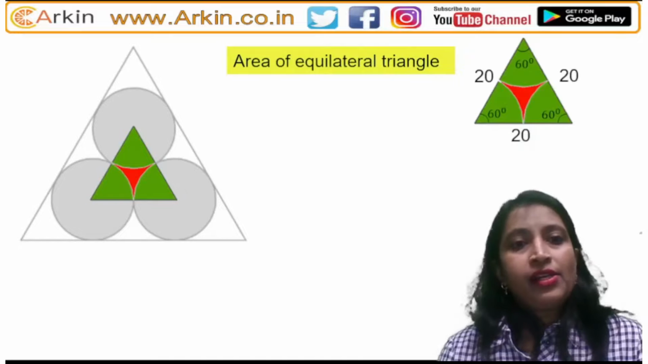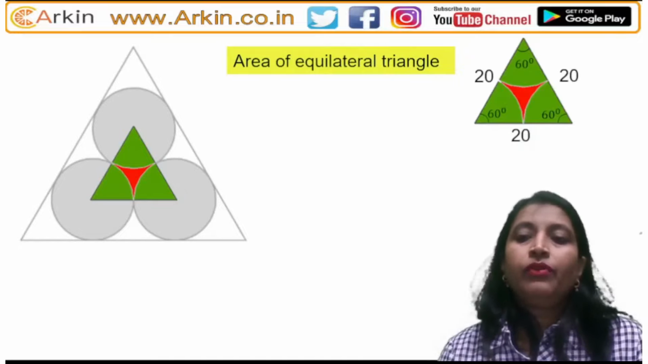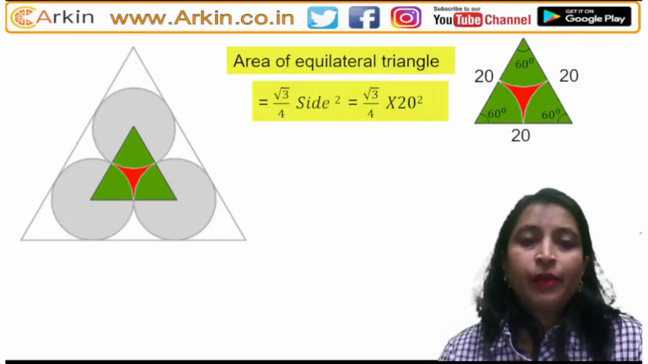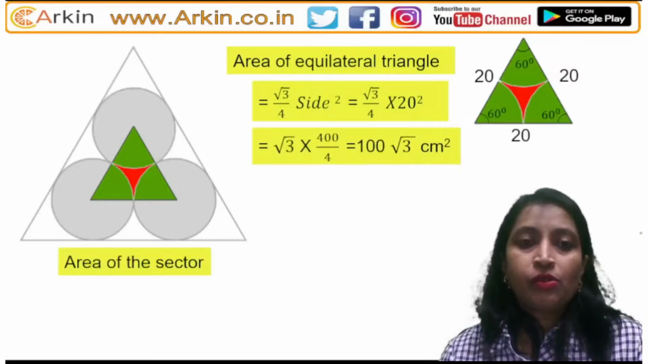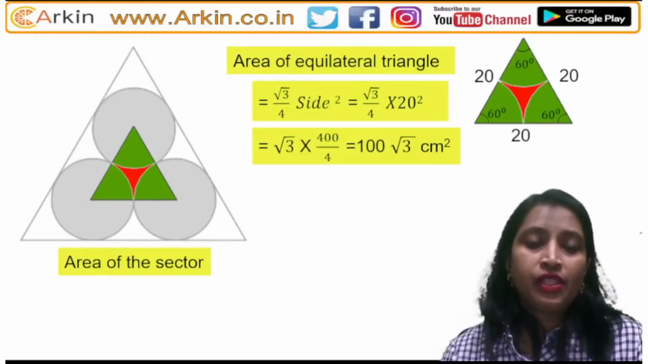So area of equilateral triangle will be what? The formula for an equilateral triangle is root 3 by 4 side square. So root 3 by 4 into 20 square, that will be root 3 by 4 into 400, because the side is 20. That is equal to 100 root 3 centimeter square.